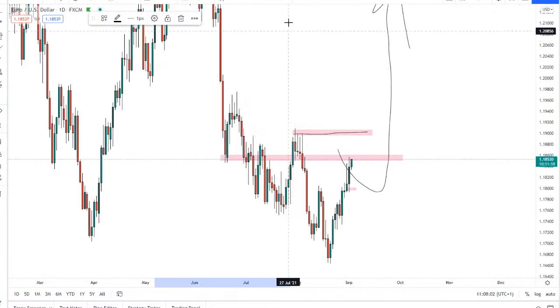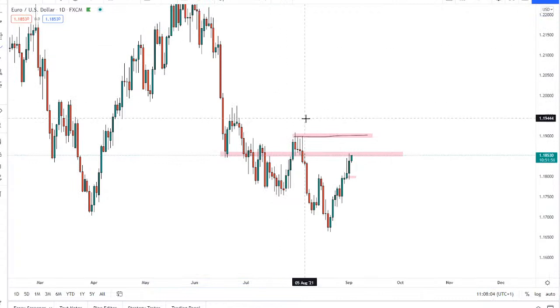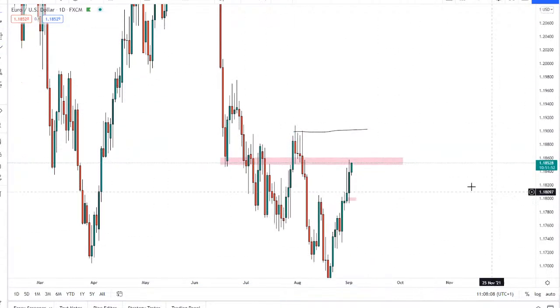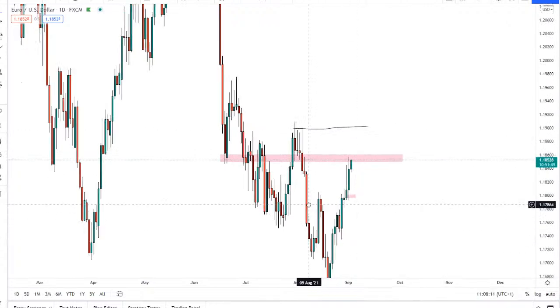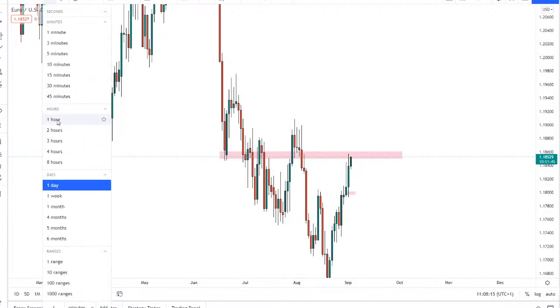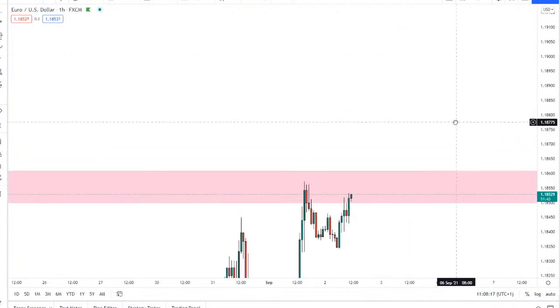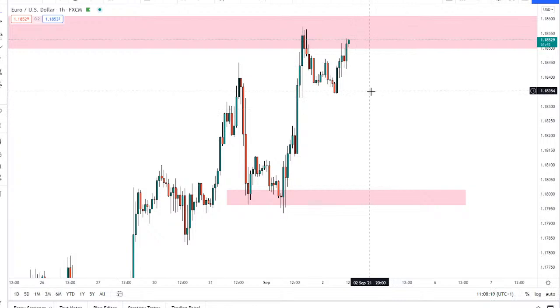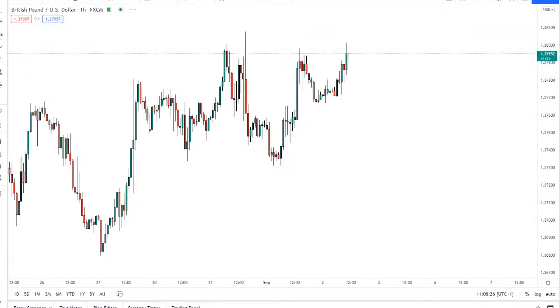Of course, I'm not looking to trade that in one go, but as for bias and long-term direction, Euro USD might just be to the upside. But we will see. For now, there's nothing there for me to get involved. Still far too bullish. Same thing for the pound.